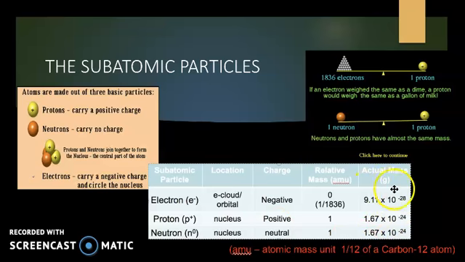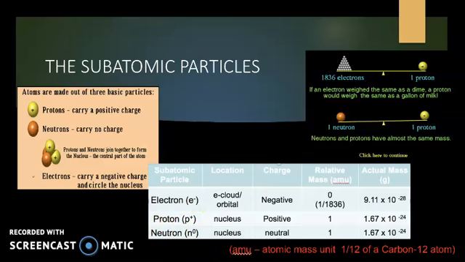So if we look at the actual mass of the electron, this is scientific notation, 9.11 times 10 to the negative 28. That just means that if we were to weigh an electron on a scale in grams, we would move this decimal place 28 places to the left. So it would be 0.000...911 would be the mass in grams of the electron. So super small amount.